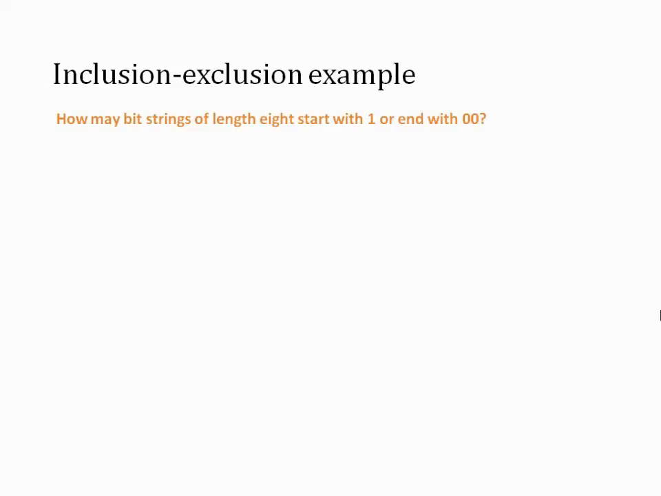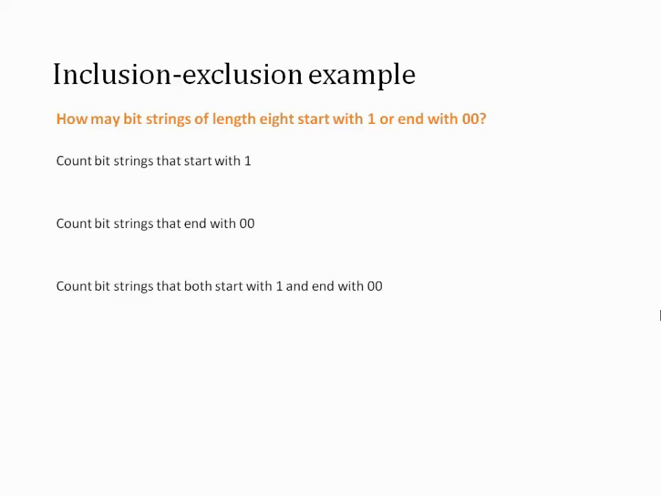How many bit strings of length 8 start with 1 or end with 0, 0? First count the bit strings starting with 1. How many bit strings of length 8 start with 1? So 1 followed by the 7 bits, so 2 power 7, that is 128.